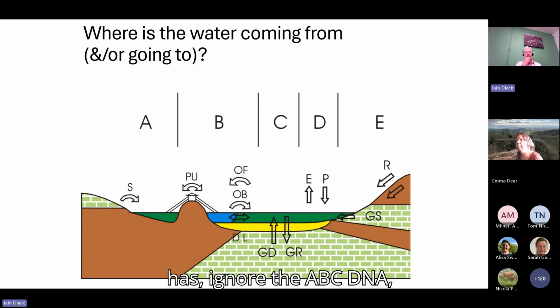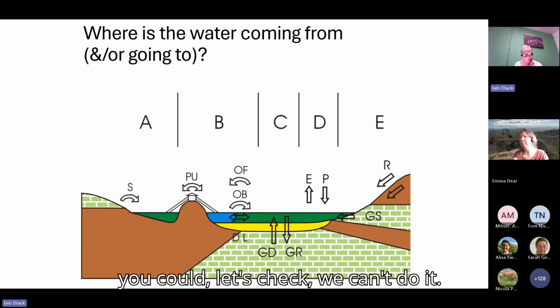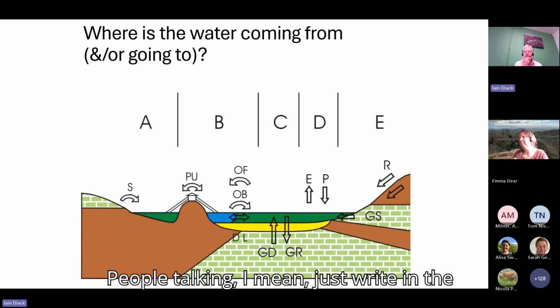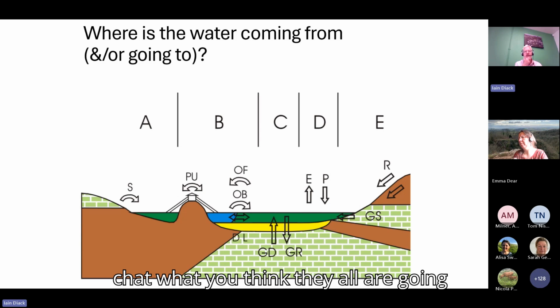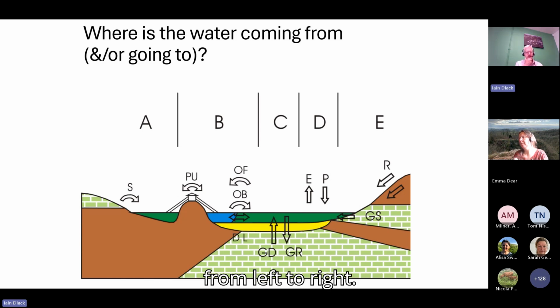And each of those has, ignore the A, B, C, D, and E, all those little initial letters there. Just write in the chat what you think they all are, going from left to right.